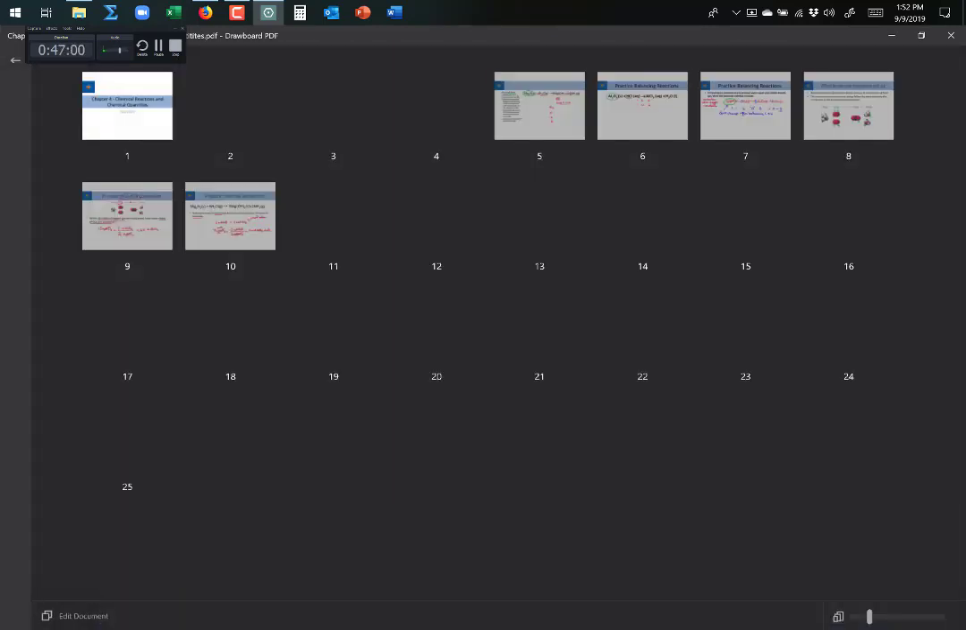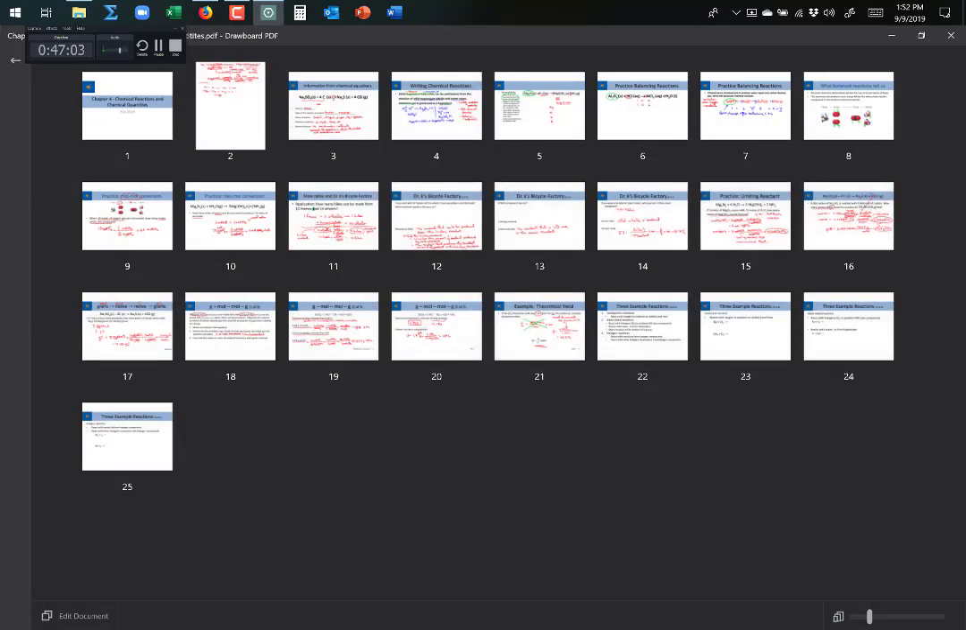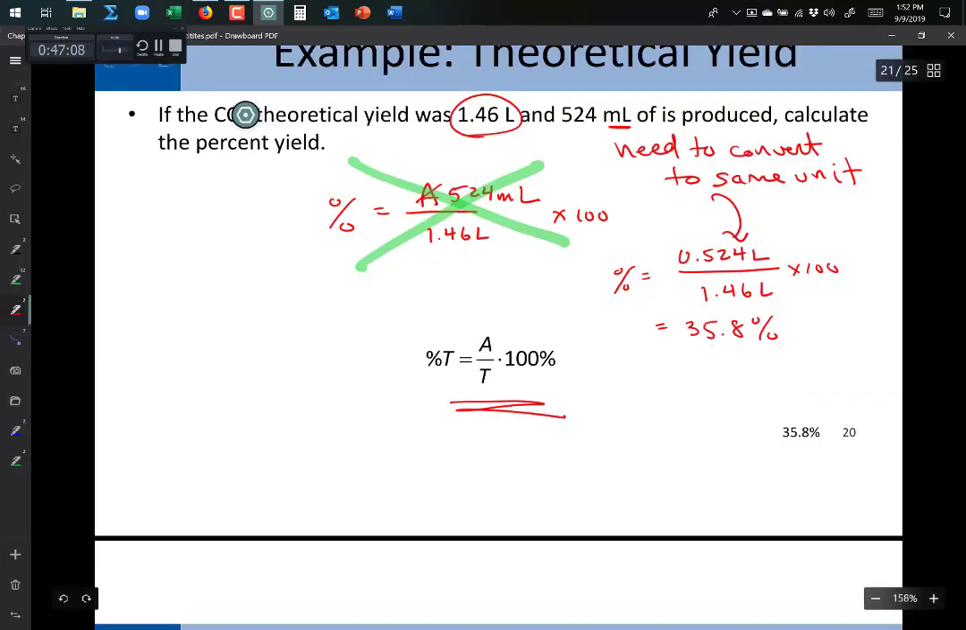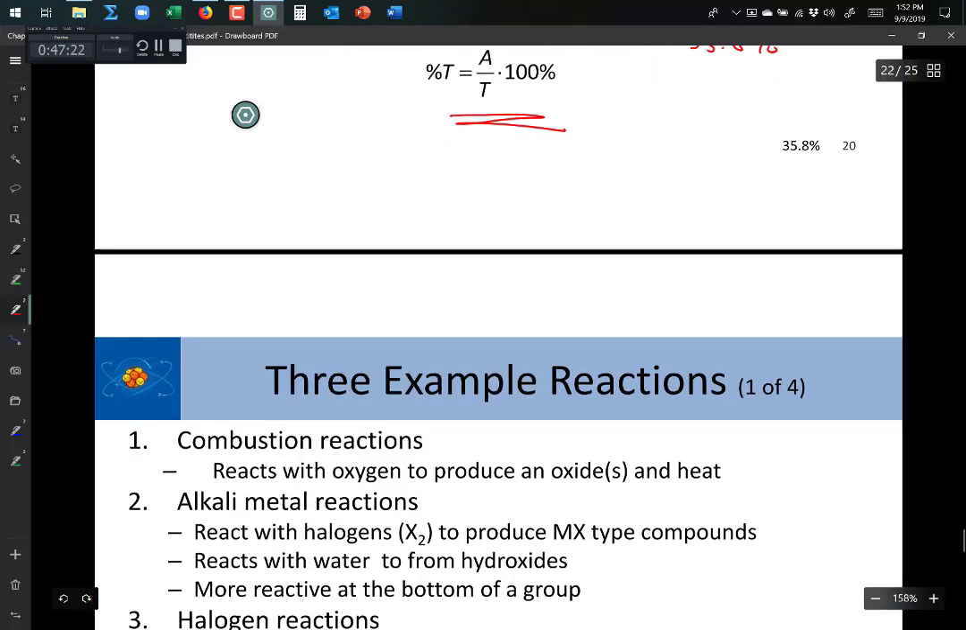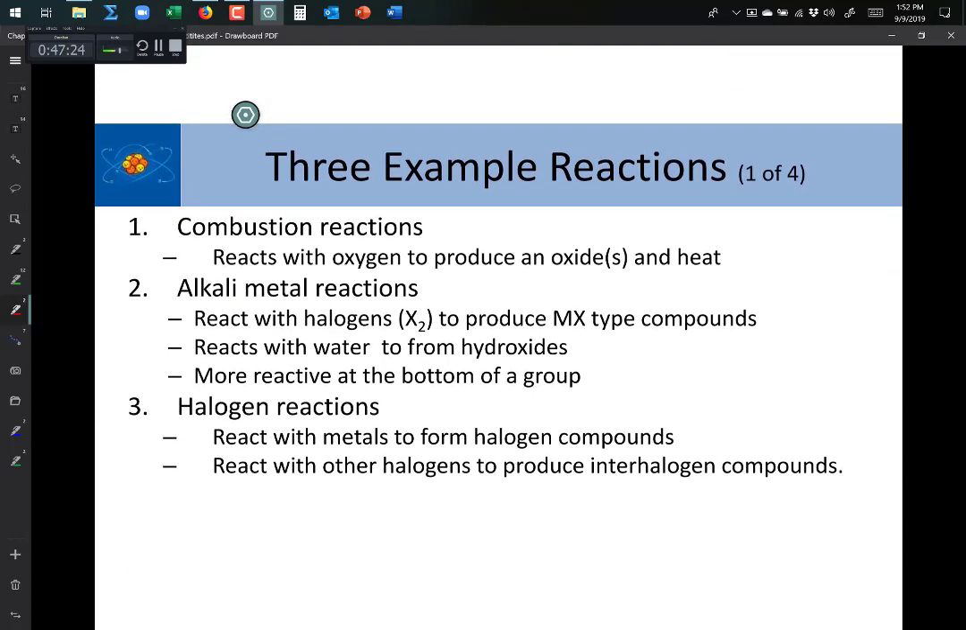What do I have left here? Oh, yeah, three example reactions. I think I only have three slides, not four. So you're going to have to know these reactions, and some of these you just memorize. Okay, so you're going to have to know how to memorize these.